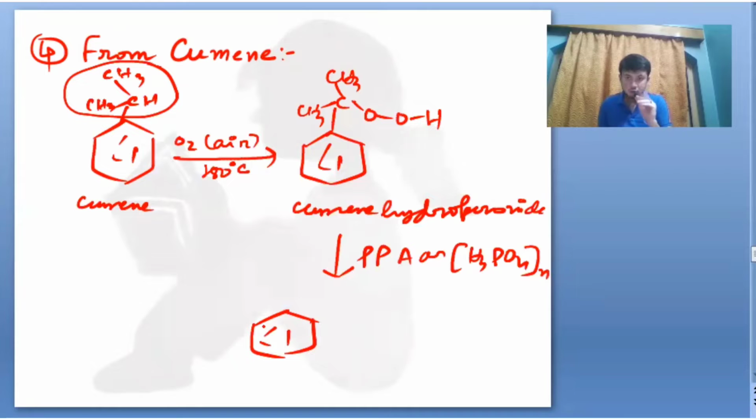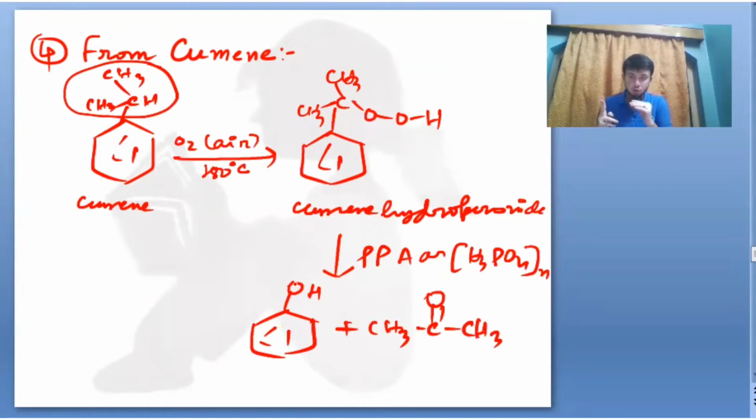Two compounds. What are they? One is phenol and another is acetone. So remember it very carefully. In the end product also, it gives us two final products, that is phenol and acetone.